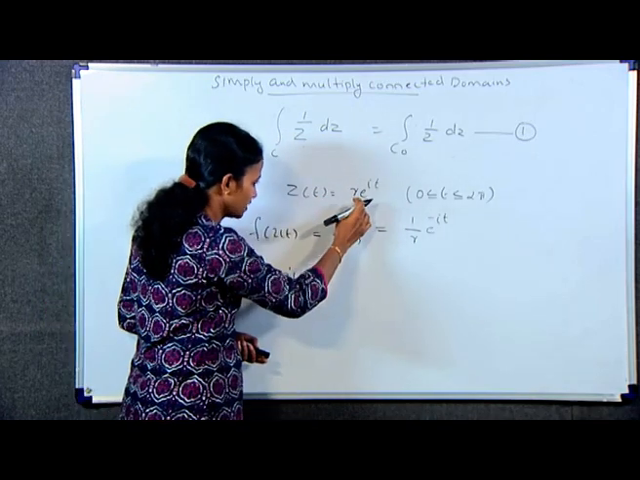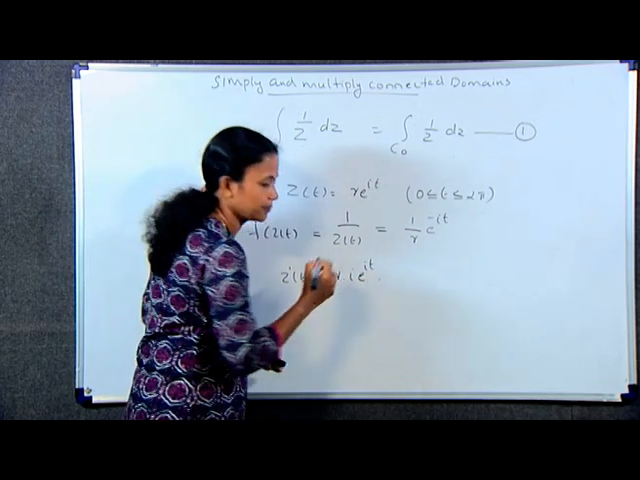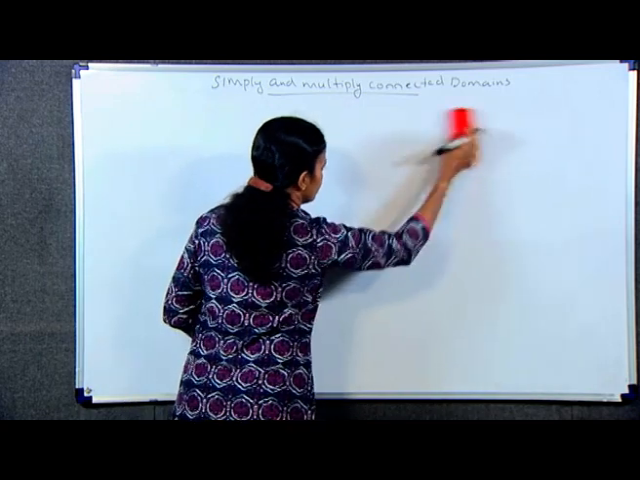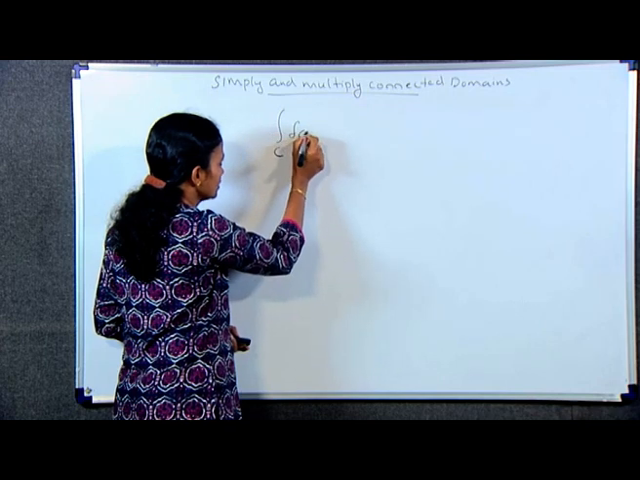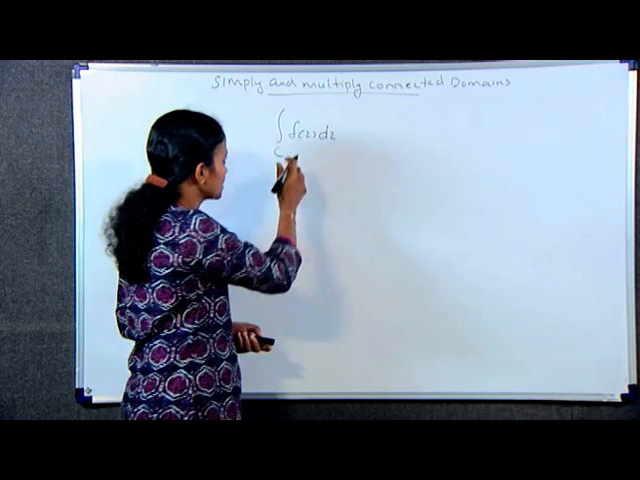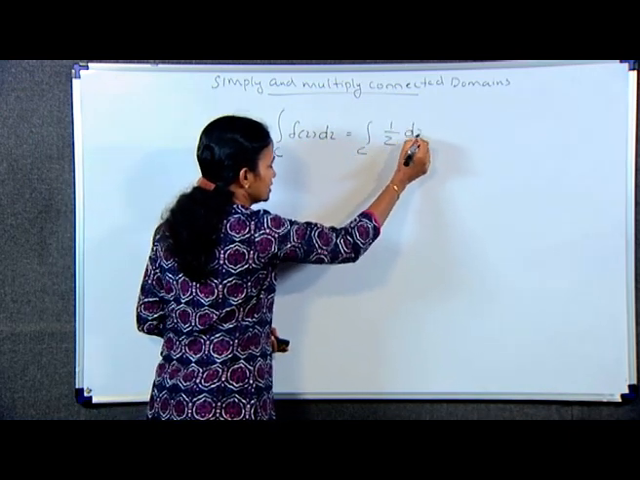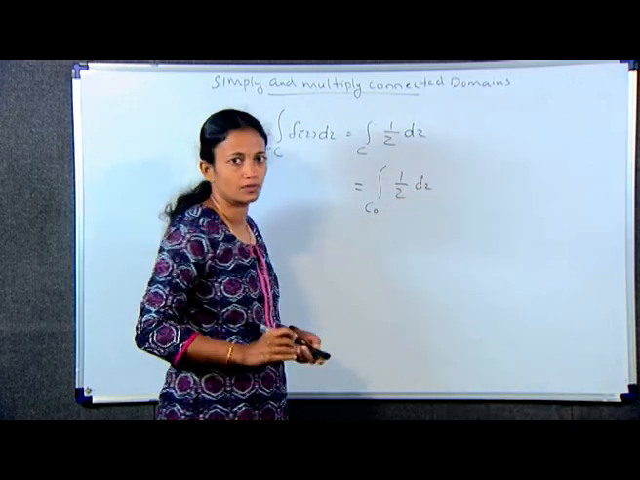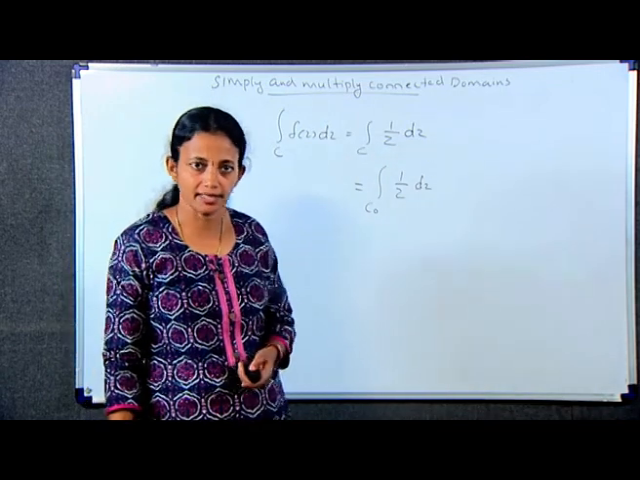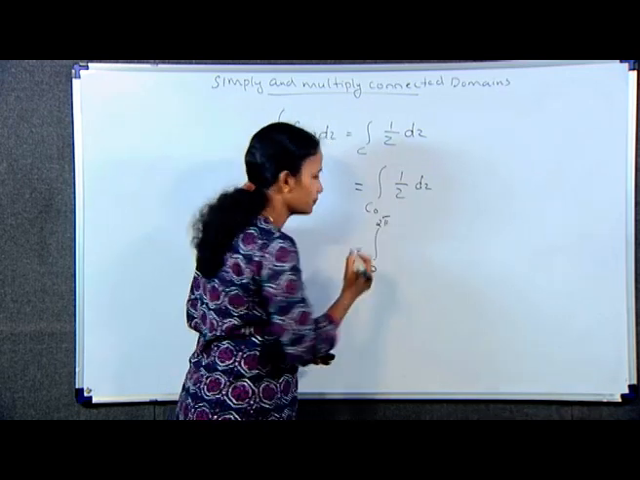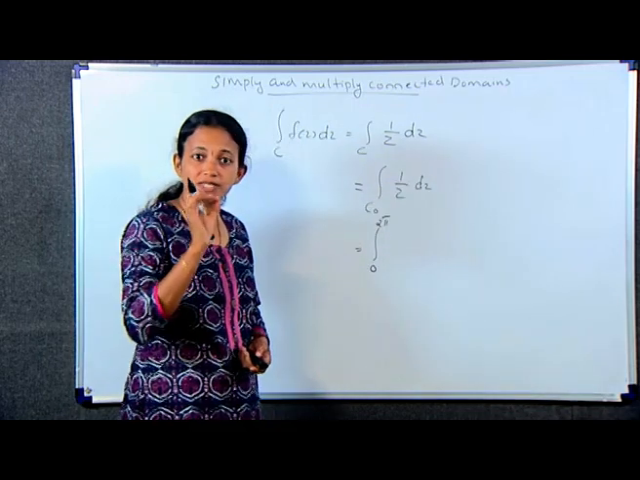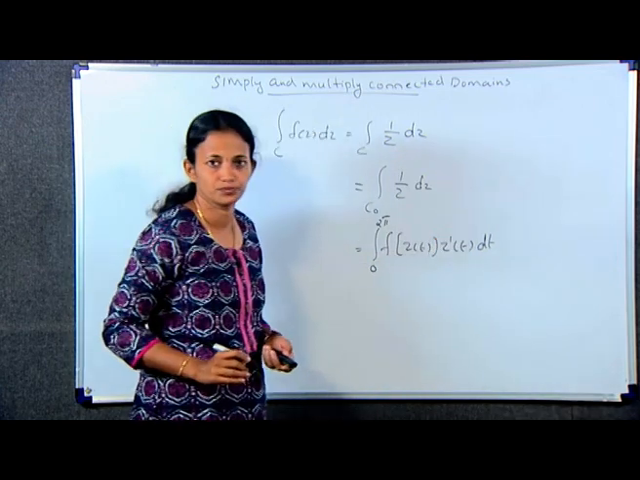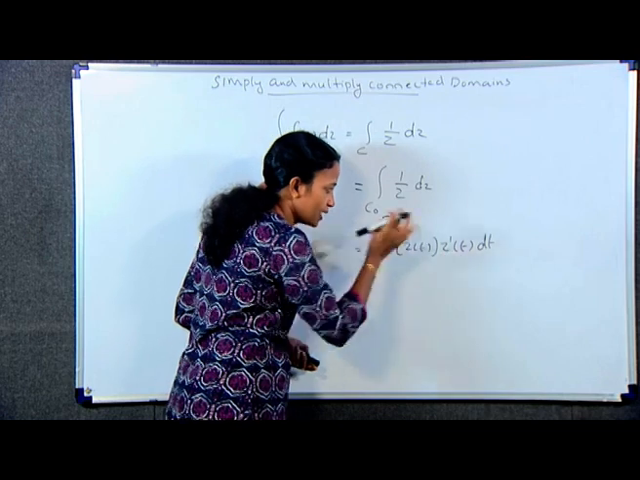So, z dash of t is equal to the derivative of this, which is r into i into e raised to i t. Hence, the integral over C of f(z) dz, which is the integral over C of 1 by z dz, is equal to the integral over C0 of 1 by z dz, which we can write as the integral from 0 to 2 pi of f of z of t times z dash of t dt. Now you have to substitute the values of f of z of t and z dash of t, and integrate.